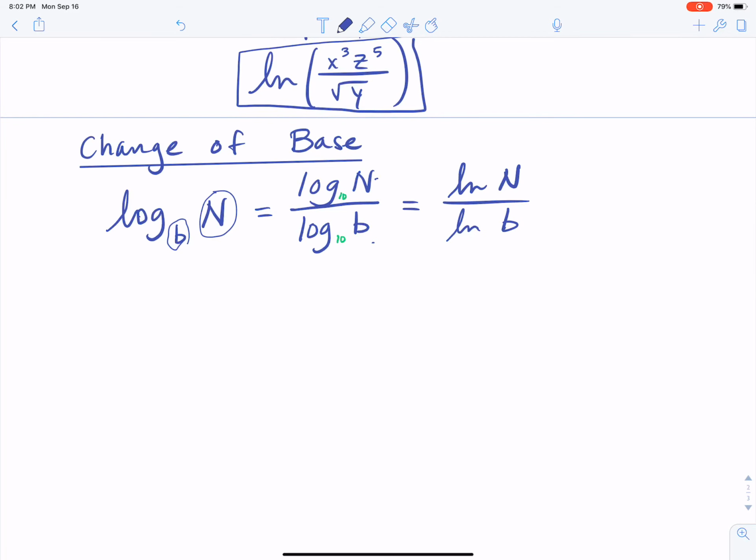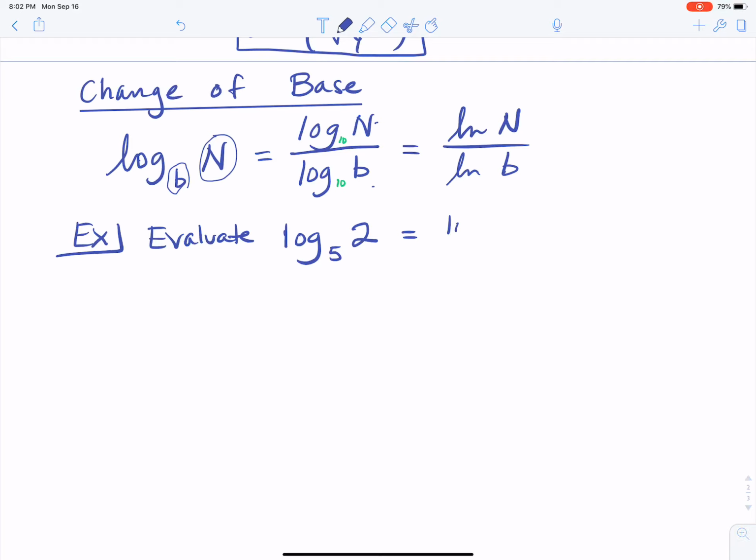If you have an old calculator, you're going to have to know how to use this formula because it's the only way that you're going to be able to solve some problems. So for example, if I ask you to evaluate log base 5 of 2. In your calculator, if you have an old calculator, you have to use change of base formula. You would have to do log of 2 divided by log of 5.